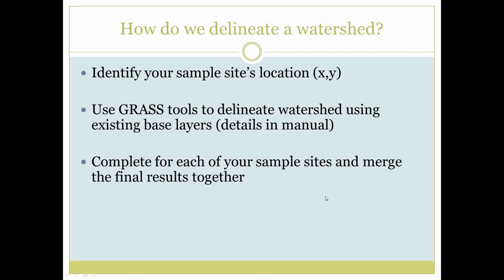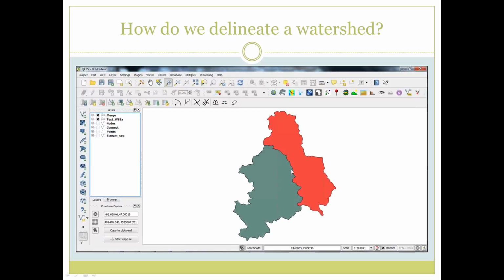And you can go through and delineate a watershed for each of your sample sites, and you accumulate them, and then at the end you can merge the final results together. In this case I've got 2 watersheds, but as many watersheds or sub-watersheds that you're interested in. Basically, for each of your sample sites, you can go ahead and do this process.